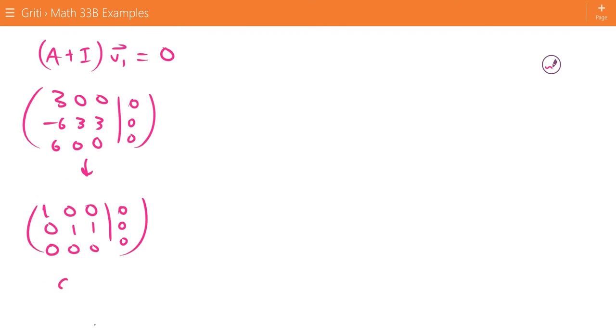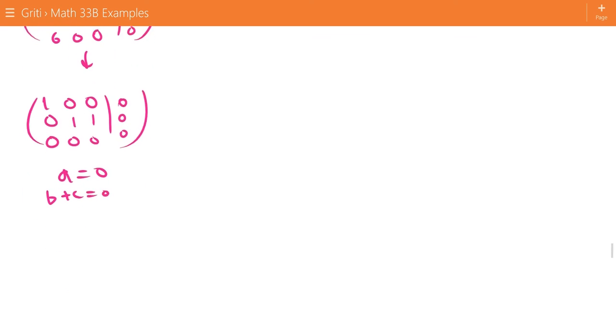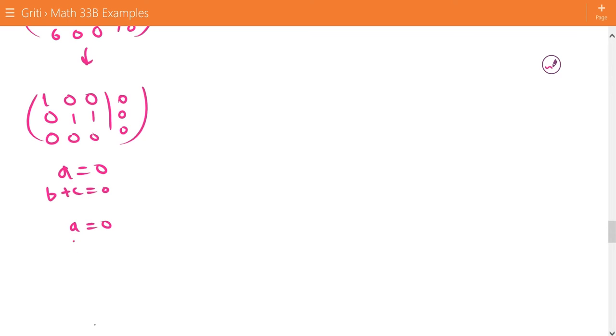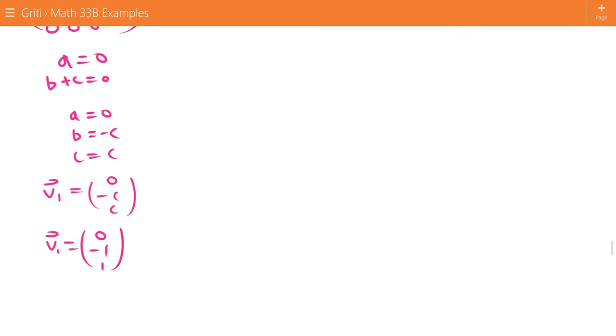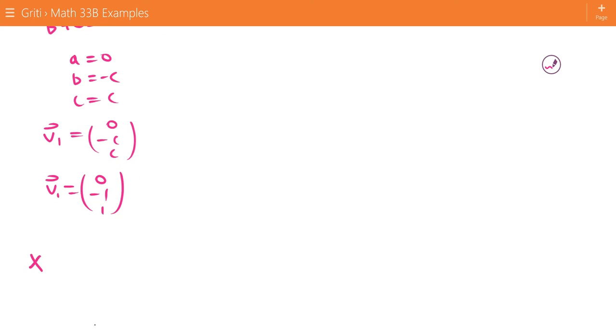So that tells us a equals 0, and then b plus c equals 0, or a equals 0, b equals negative c, and c equals c. So it means v1 equals (0, -c, c), or if c equals 1, (0, -1, 1). So that gives us one solution: x1 equals e to the negative t times (0, -1, 1).